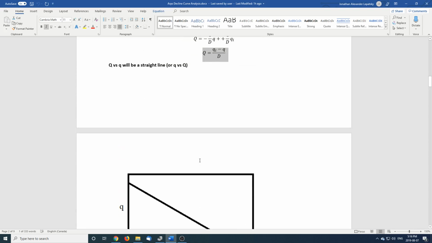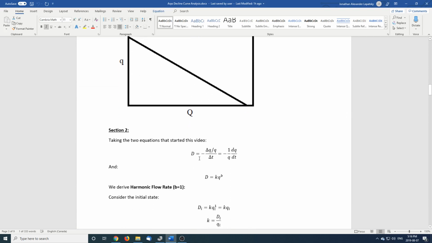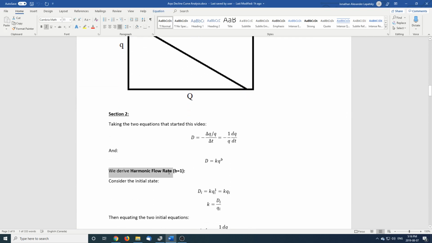Okay, so that's the case where b is equal to 0. Now in the other extreme, where b is equal to 1, you have what is called harmonic flow. Taking the exact same two equations that we started the video with, which would be the fractional change in flow rate over the change in time, or in the differential form, it looks like this.